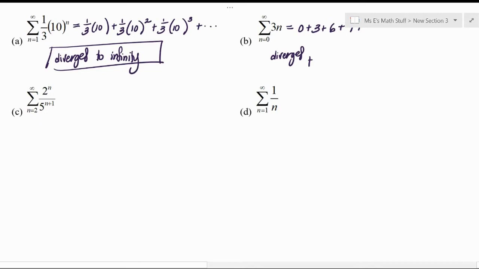Whoops. Sorry, every time I lay my hand down.